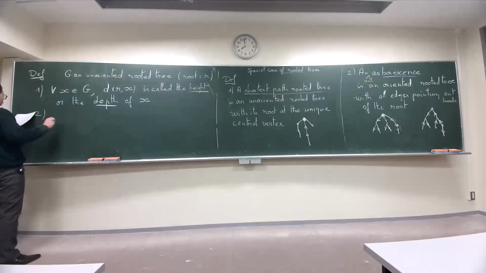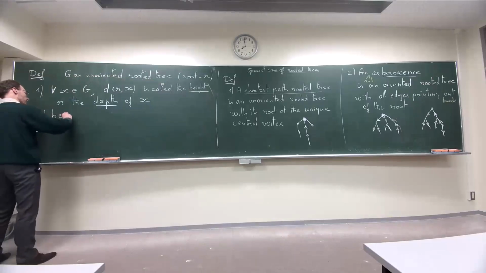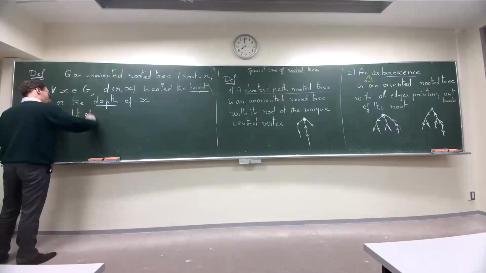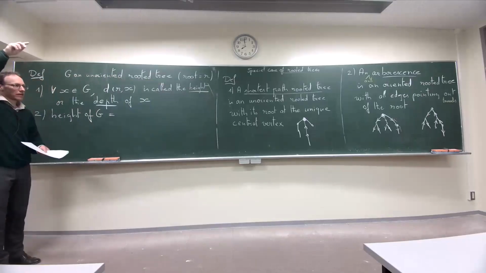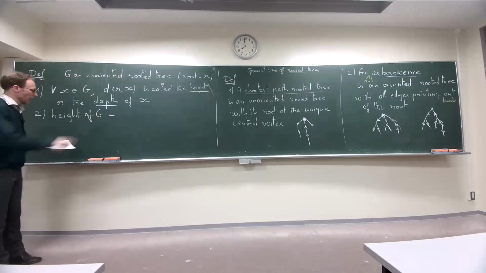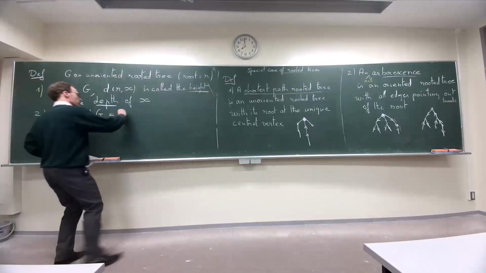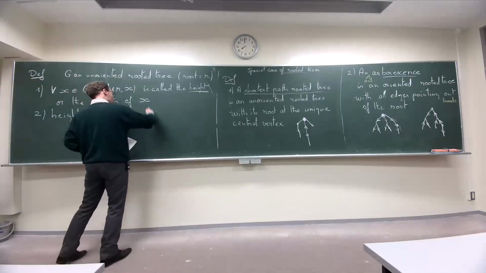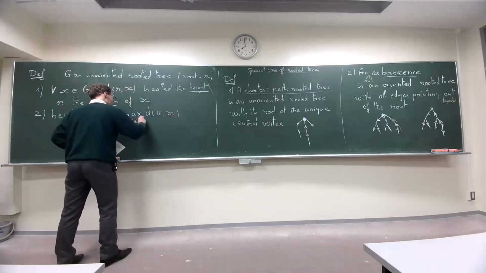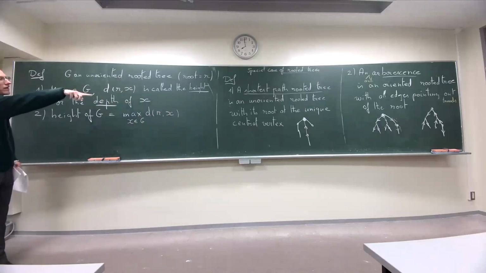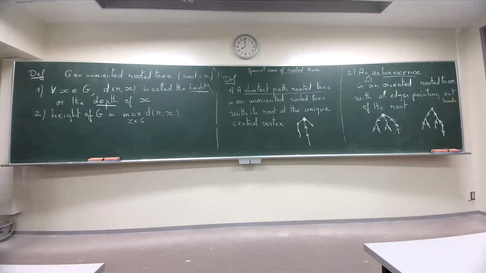What is the height of the tree? You can imagine this is the longest one. So the height of G is the maximum of the distance between the root and any X in G. So the first example here has a height of 3.